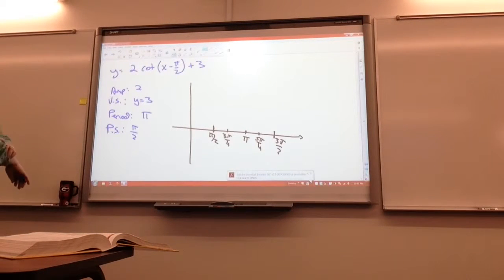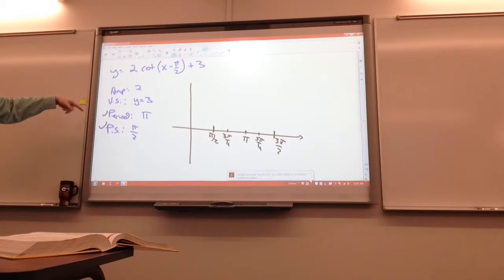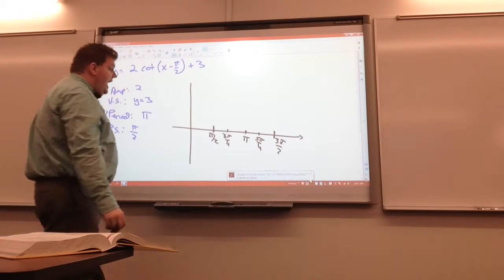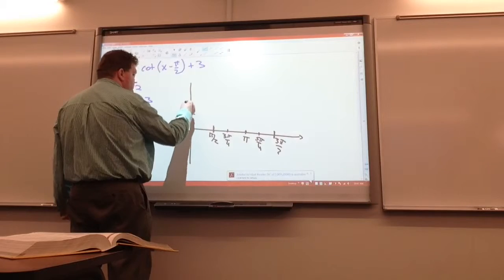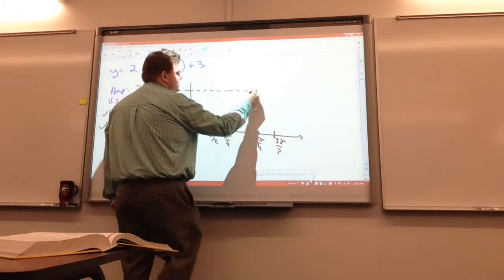Okay. So we go ahead and we mark that. That takes care of period and phase shift. Those are taken care of. Vertical shift is the next thing. Our vertical shift is plus 3. So I'm going to come up here, 1, 2, 3, and I'm going to go ahead and draw a dashed line there.